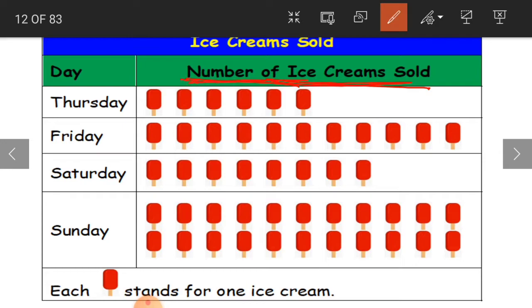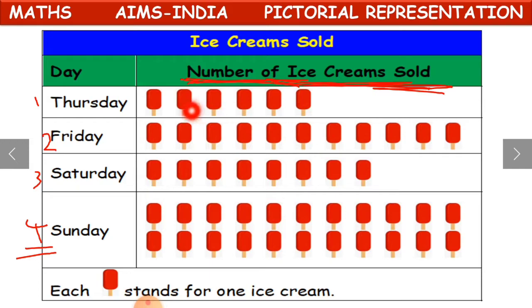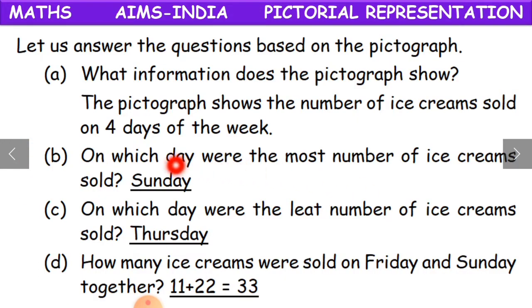It is showing the number of ice creams sold on 4 days of the week. What is a pictograph showing? It is showing the number of ice creams sold on 4 days of the week. Next, on which day were the most number of ice creams sold?